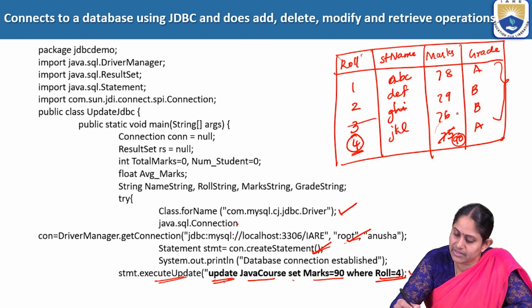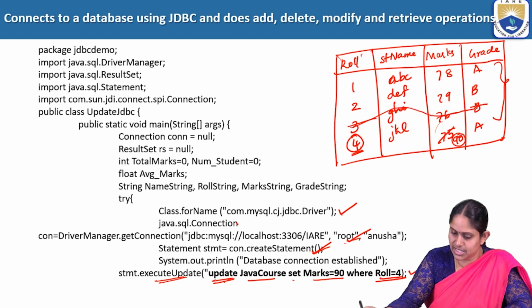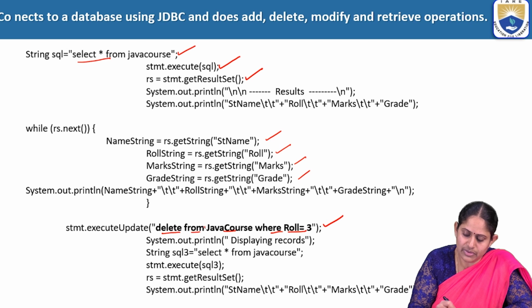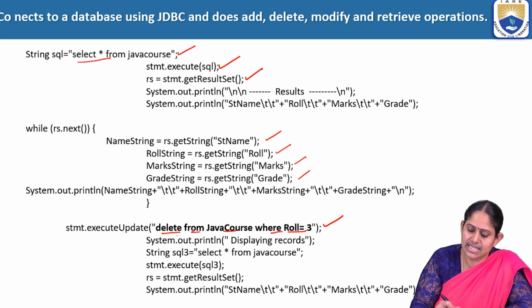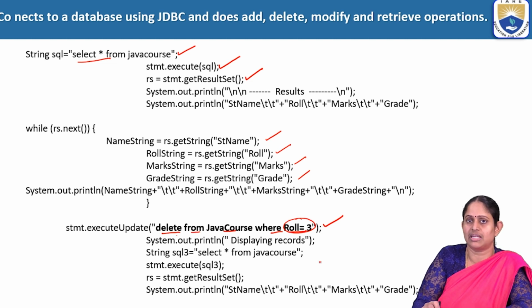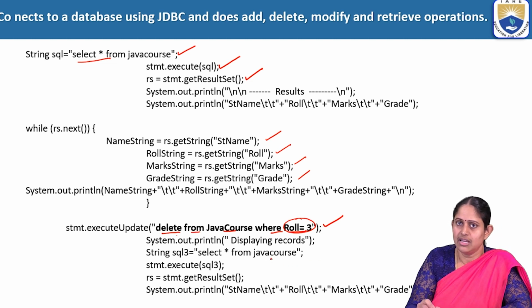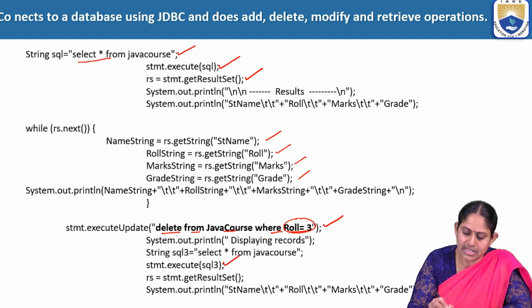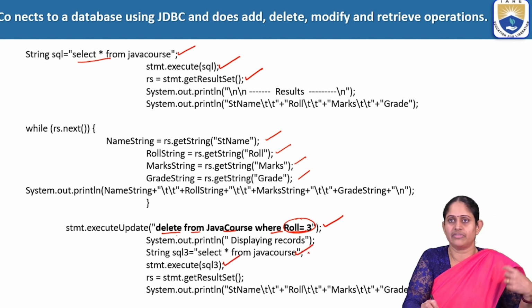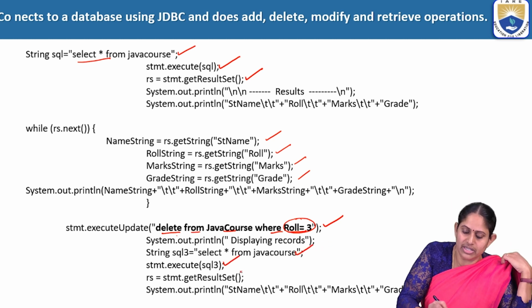This whole line will be deleted when we execute that query. So when this query is executed, it is deleting the whole line whose roll number is 3. That whole record of roll number 3 will be deleted. So again, we are executing the SQL statement to retrieve the contents.